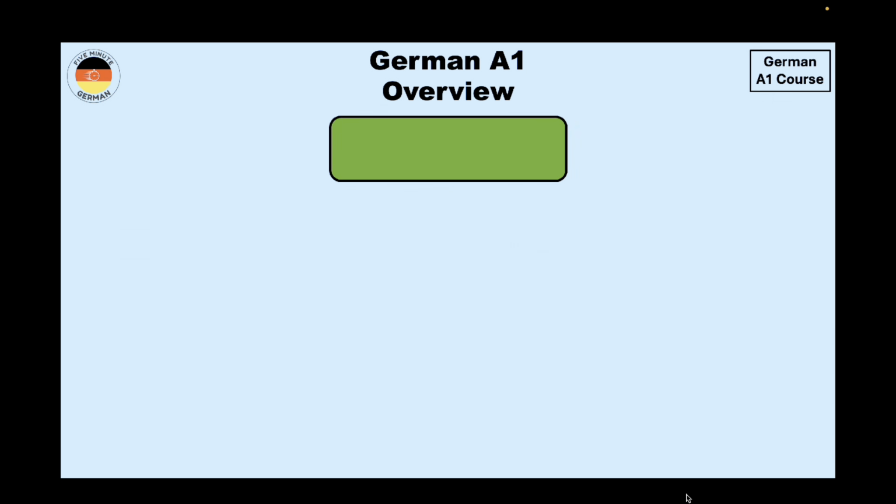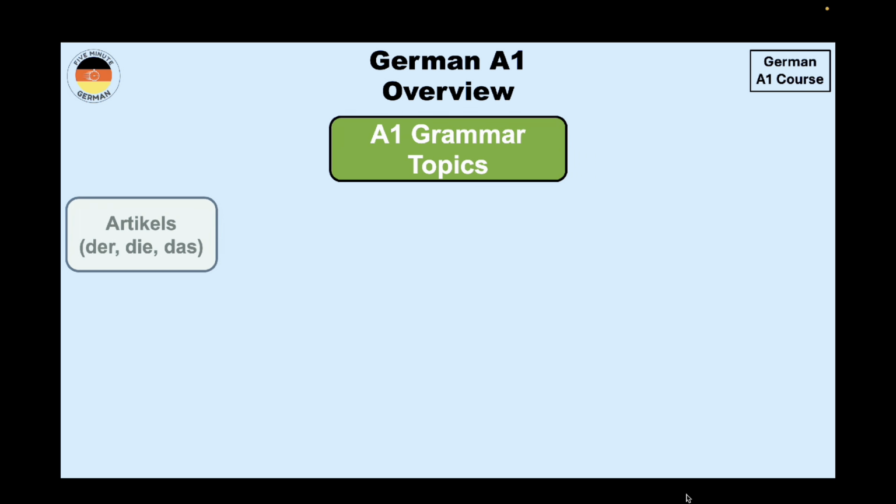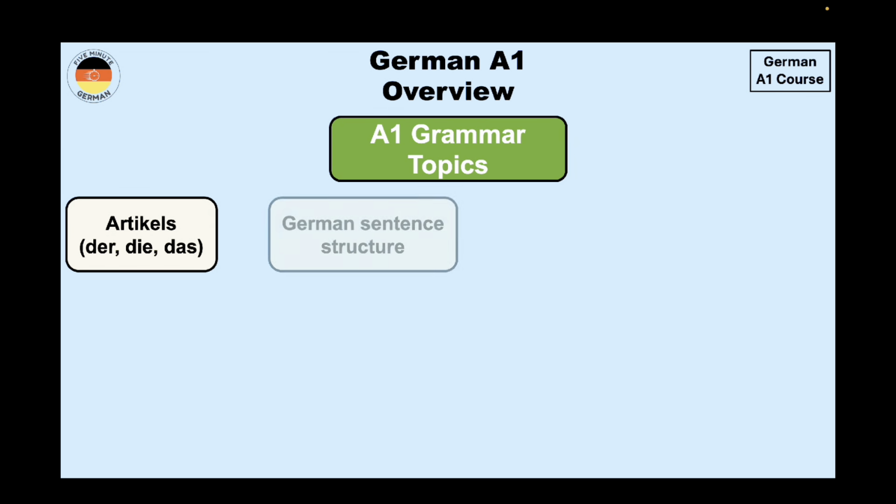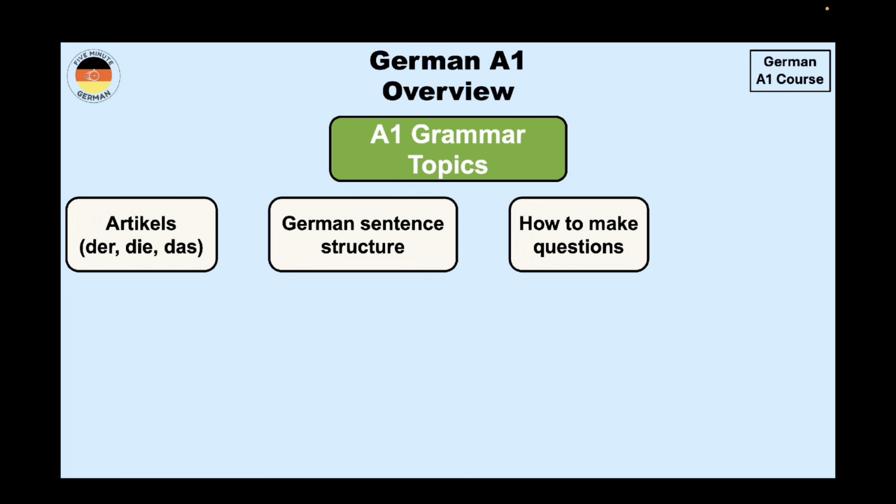Now let's move on to the grammar topics of A1. So in grammar, the first thing that you will learn are the articles, which are der, die, das. Then you will also learn the German sentence structure. How do you form a sentence? At which place does the verb come? Where does the noun come? And so on. You will learn how to make questions or how to ask questions in German language.